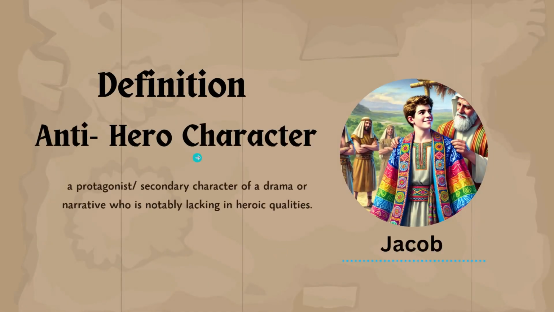The definition of an anti-hero character is a very difficult one, because sometimes it's hard to understand; it's a new vocabulary in literature, but let's talk about it. It is a protagonist or secondary character of a drama or narrative who is notably lacking in heroic qualities. Like Jacob. We love Jacob, right? But Jacob did a lot of crazy stuff. The first thing he did, he lied to his father, which is a bad thing. But let's focus on the story.